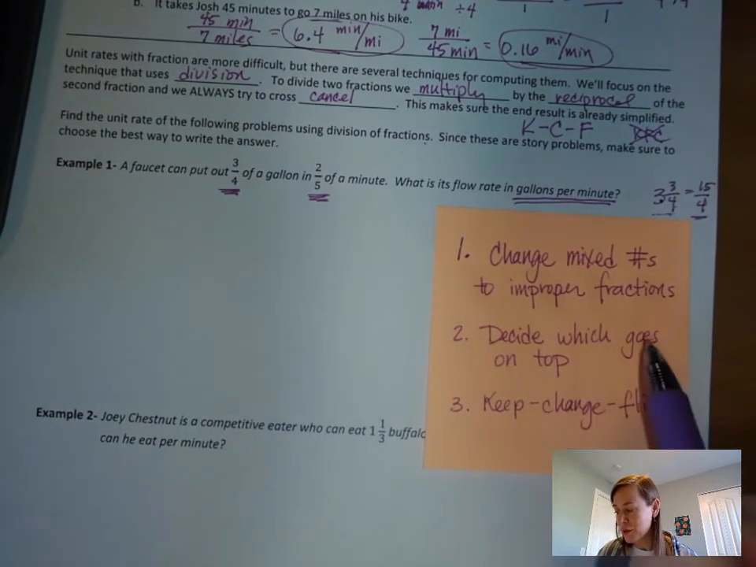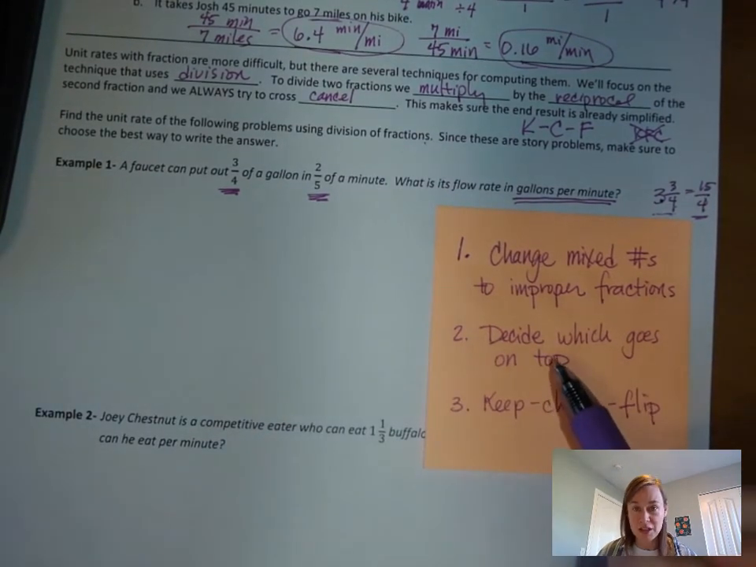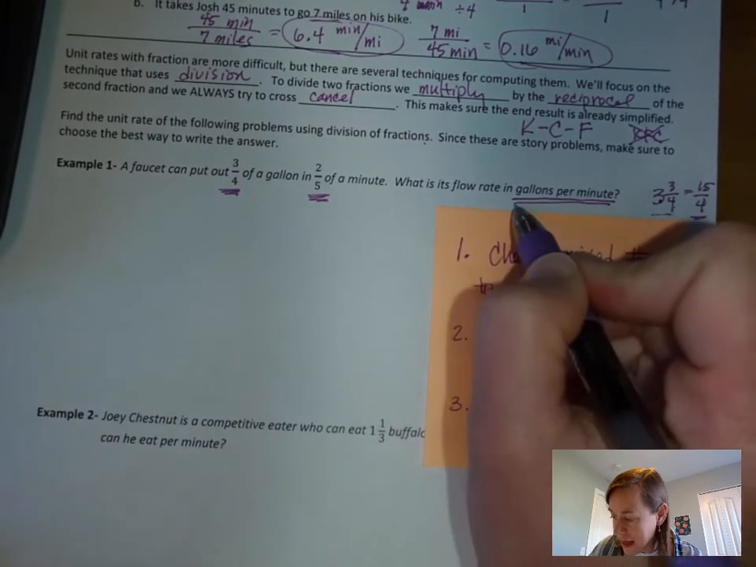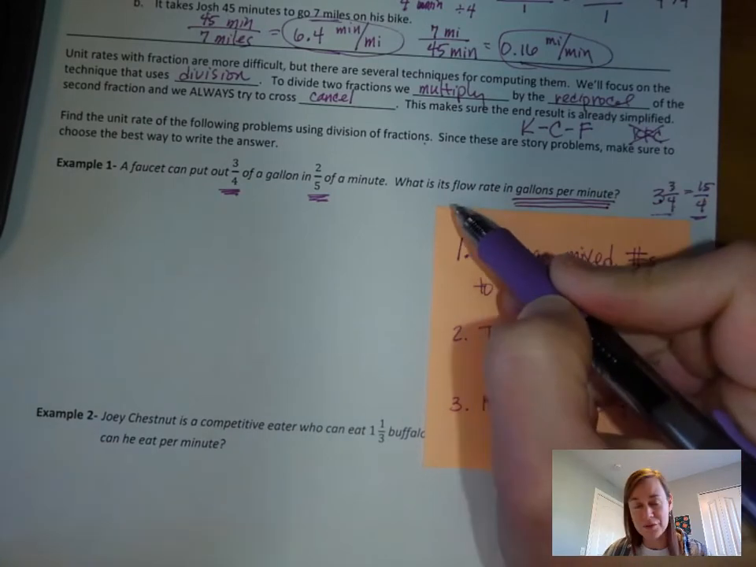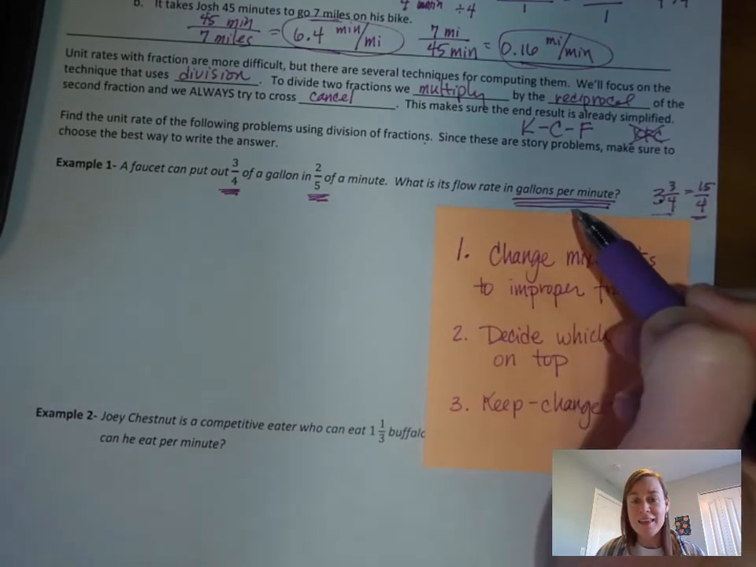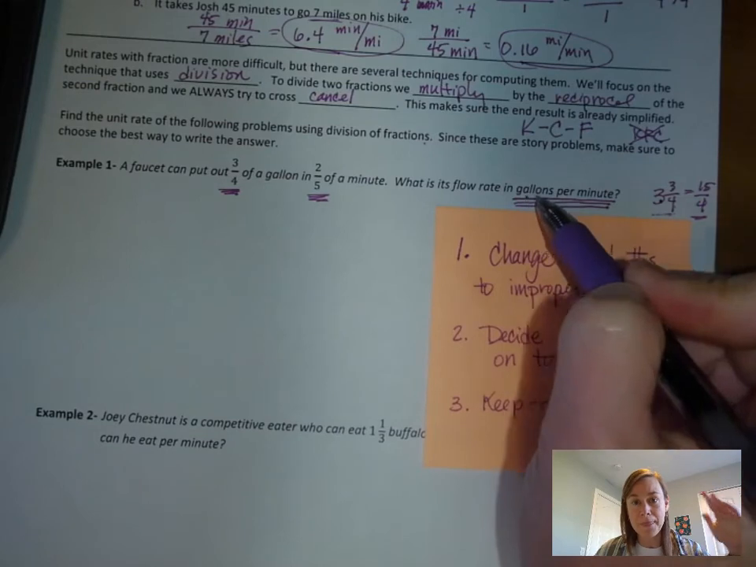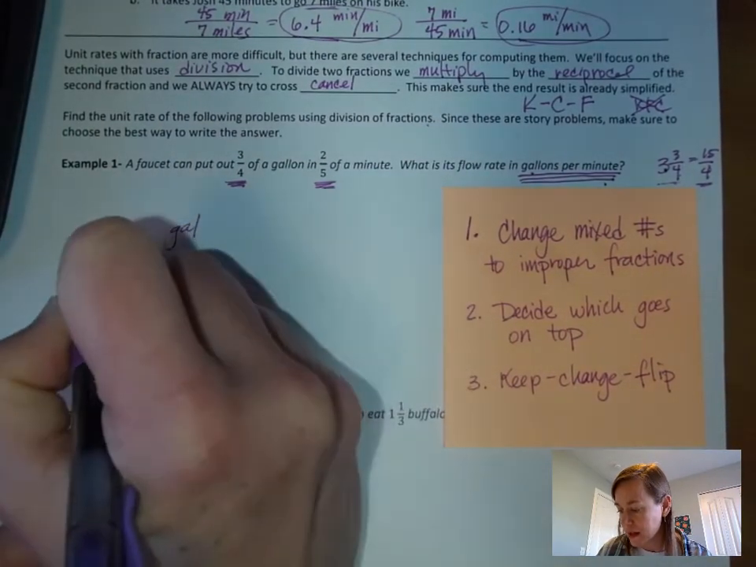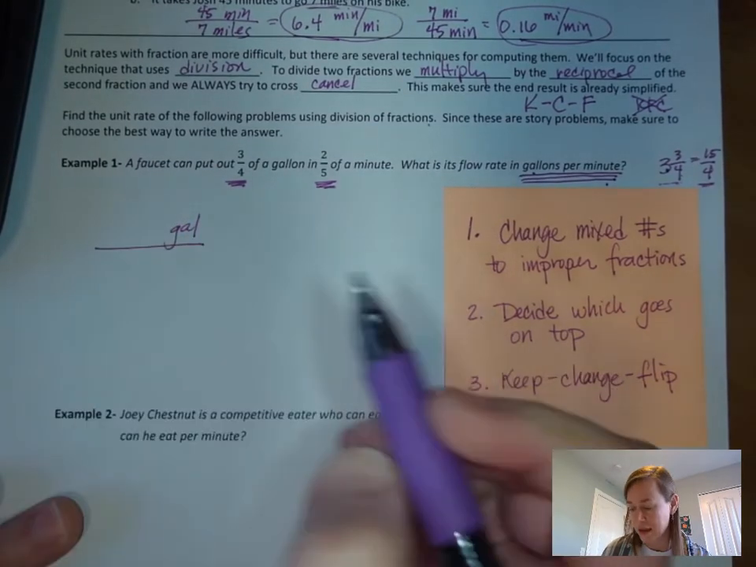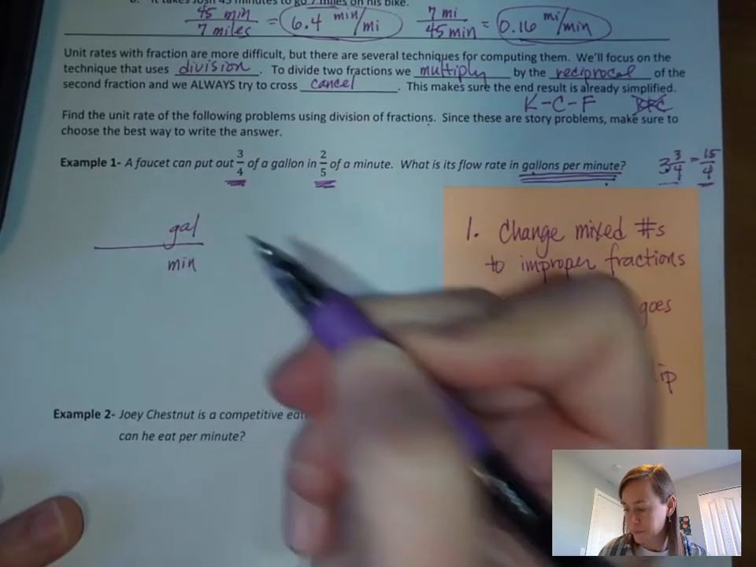Now we have to decide which one's going to go on top when we build our ratio. And we have a really excellent hint about that right here. When it tells us the flow rate we're finding is gallons per minute, that is going to mean the gallons go on top and the minutes go on bottom. Okay, so I'm going to just write that down. Gallons, and I'm leaving space here to write my fractions, okay? And then minutes on the bottom.